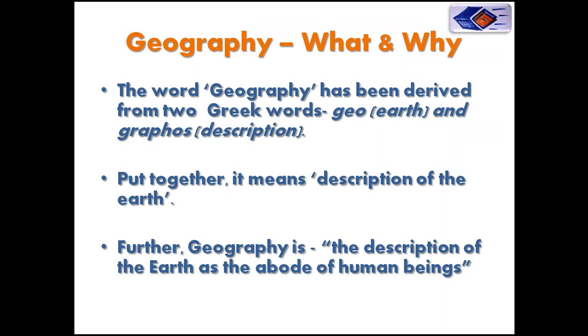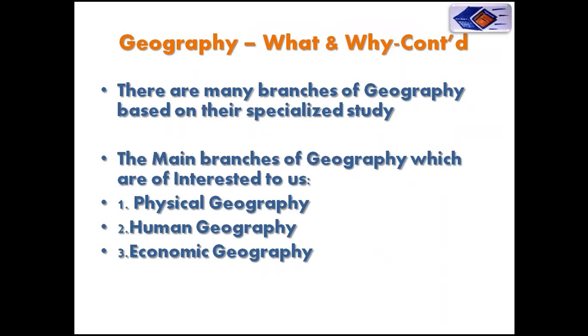So we came to know about geography's definition. It's a combination of two words, geo and graphos. So we came to know that geography is a description of the earth as the abode of human beings. And then we came to know about different branches of geography. These are the main branches of geography: physical geography, human geography, and economic geography.